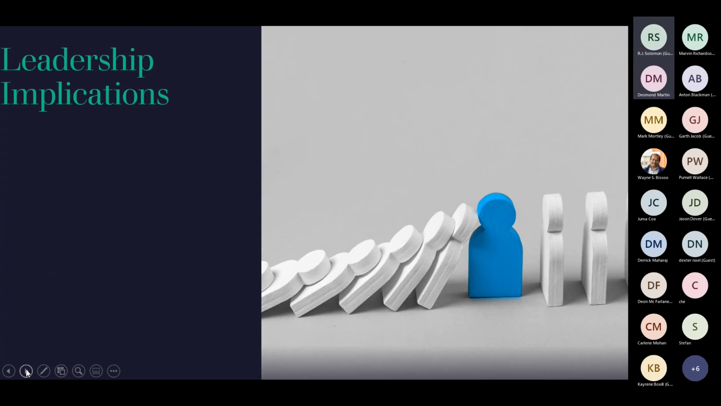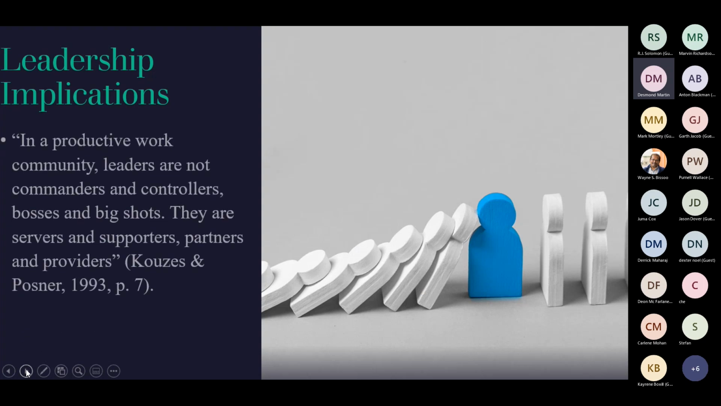Leadership implications. In a productive work community, leaders are not commanders and controllers, bosses and big shots. They are servers and supporters, partners and providers.